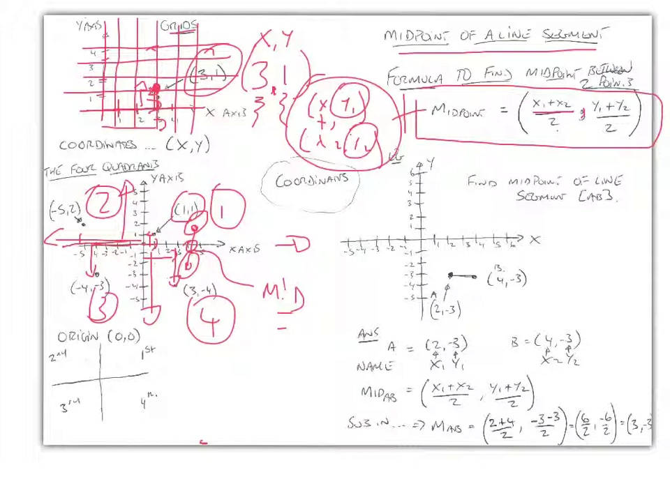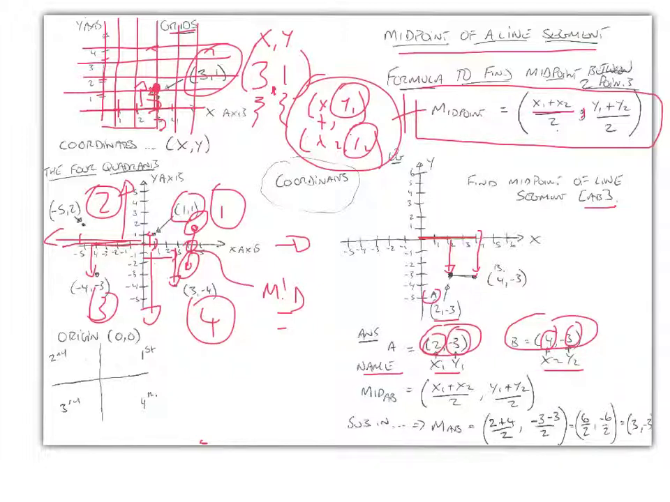So if we look at this example here, find the midpoint of the line segment AB. So we have the point A at 2 out on the x and minus 3 on the y, and we have the point B, which is 4 out on the x and minus 3 on the y. Okay, so our A point is (2, -3), so we name that (x1, y1). Our B point is (4, -3), and we name those 2 points (x2, y2).